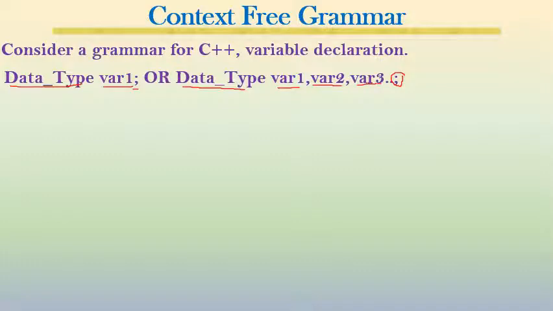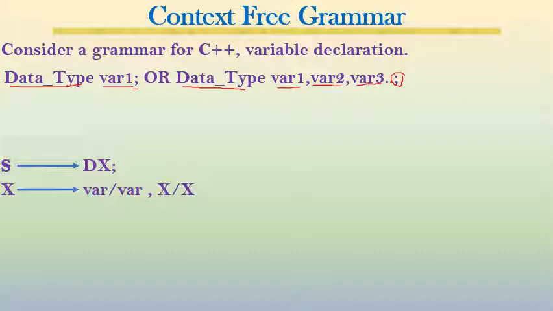So for this expression we have a grammar like this. This grammar states that start will be like this: there will be some data types, because it is a non-terminal, followed by some variables, and followed by a semicolon. Now what are actually data types? We are not mentioning here data types like integer, float, characters, etc. But we are interested in this X, that is, the variable. So X can be replaced with a simple variable.